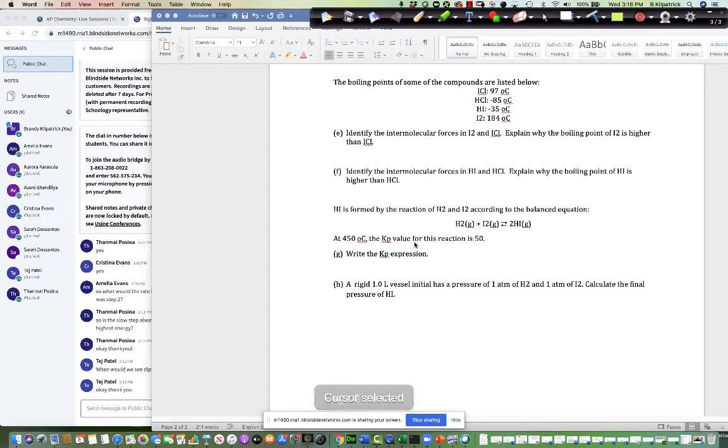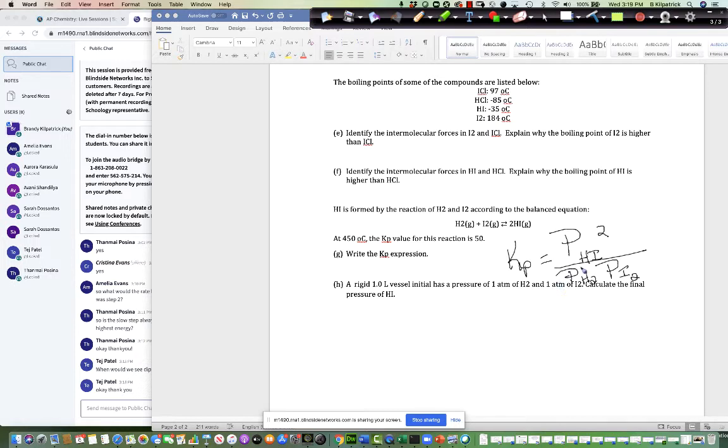Okay, so the next one is a Kp question. HI is formed by this reaction at 450 degrees Celsius. The Kp is 50. Write the Kp expression. Again, for Kp, do not put brackets. Make sure you're referring to the partial pressures. So the partial pressure of HI squared over the partial pressure of H2 to the first over the partial pressure of I2 to the first. Make sure there are no brackets. If it's Kc, you're going to use brackets. If it's Kp, you're going to use partial pressure.